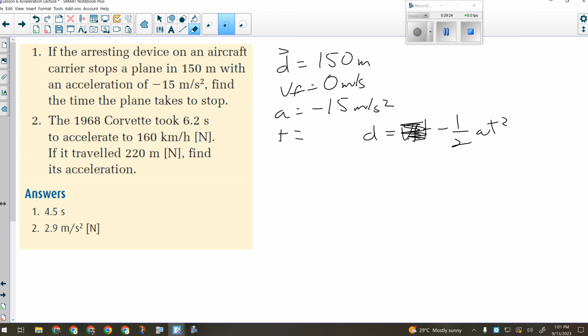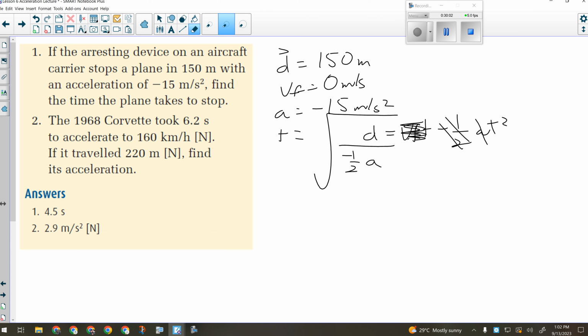So I want to get T by itself. I'm going to simply divide both sides by negative 1/2 of A, and then I'm going to square root. Will I know if I've done something wrong here pretty quickly when I try and enter this in my calculator? If I don't make that acceleration negative, what's my calculator going to do? It's going to freak out. It literally will freak out. It'll say error, because can you take the square root of a negative number?